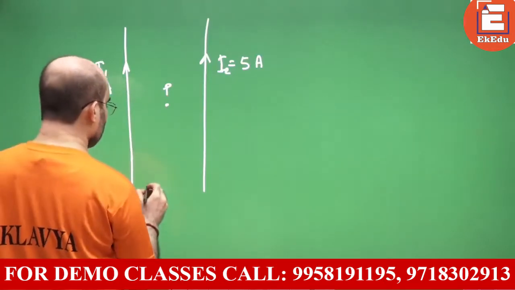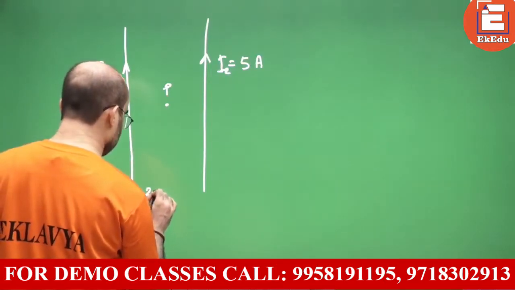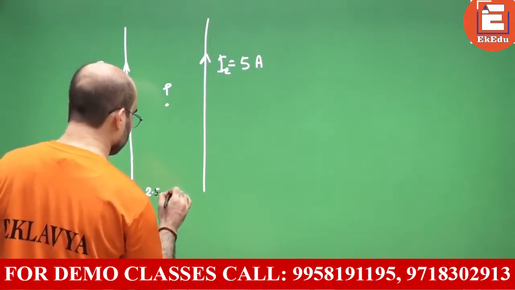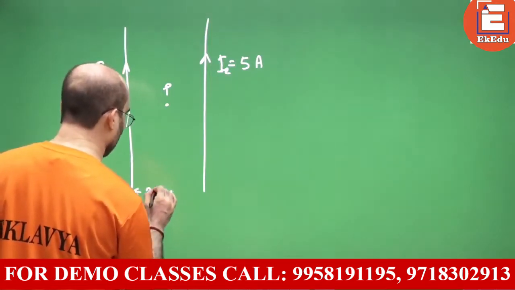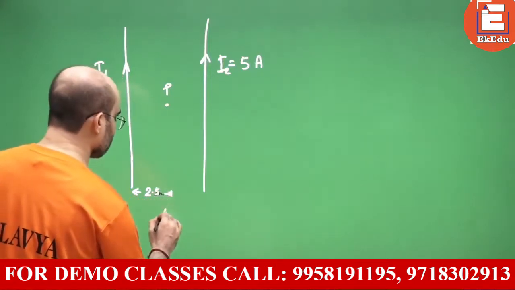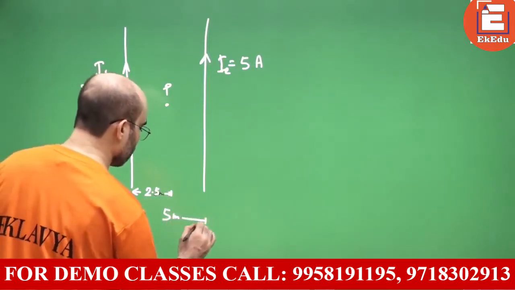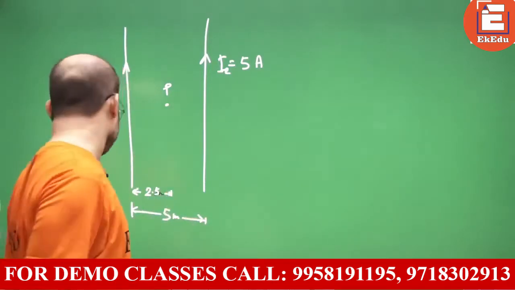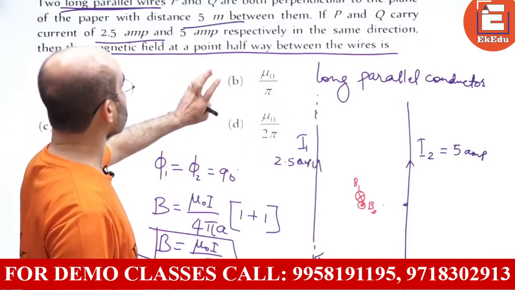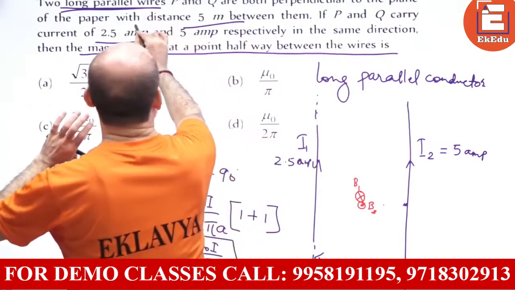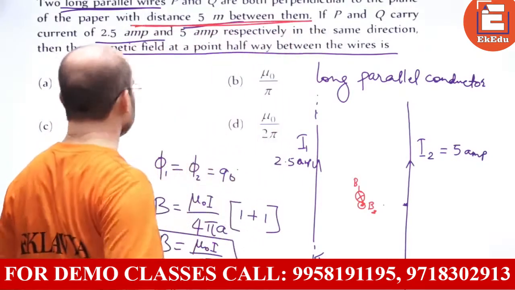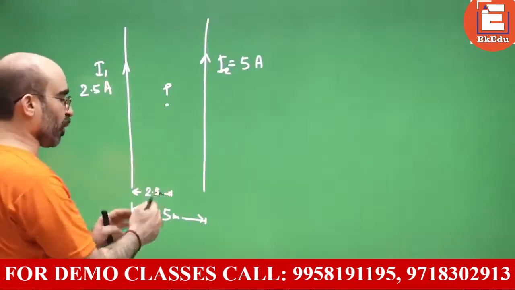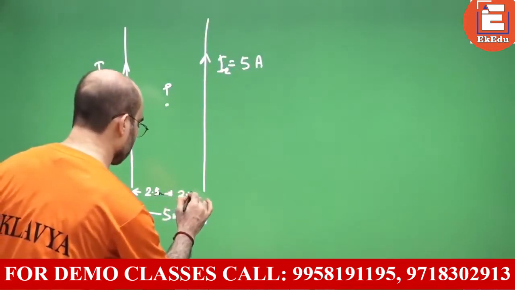So B1 would be... One thing, this is 2.5 meter. Halfway is 2.5 meter. Why? Because we had this 5 meters. These two conductors were separated 5 meter apart, right? This is given. The distance between them is 5 meter. Now, halfway means 2.5 meter.